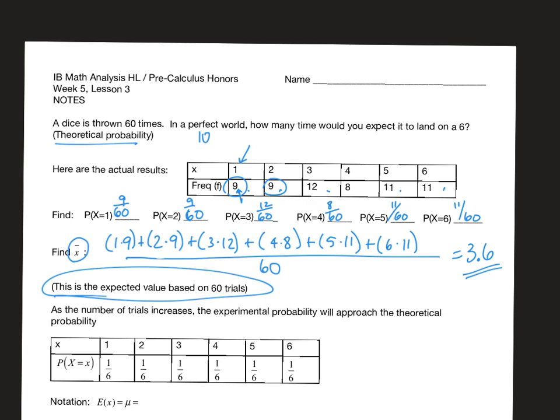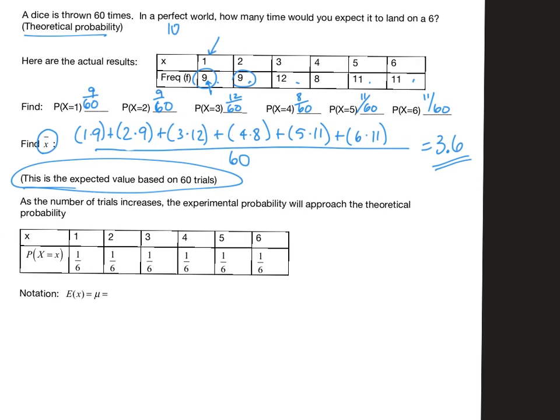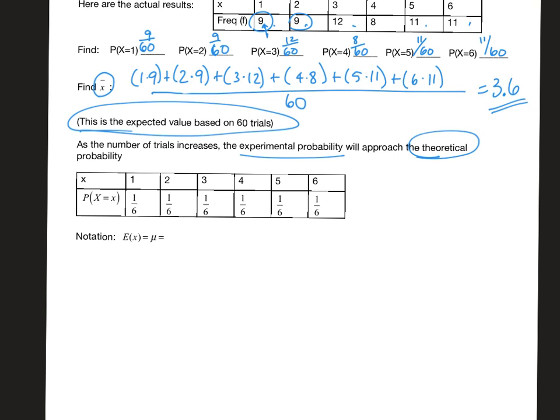Now, as the number of trials increases, so instead of just tossing this 60 times, let's say we toss it 60 million times, then the experimental probability will approach the theoretical probability, meaning that these probabilities down here will be 1/6 each. And again, we're talking an exorbitant amount of die tossing for these numbers to come out exactly like this.